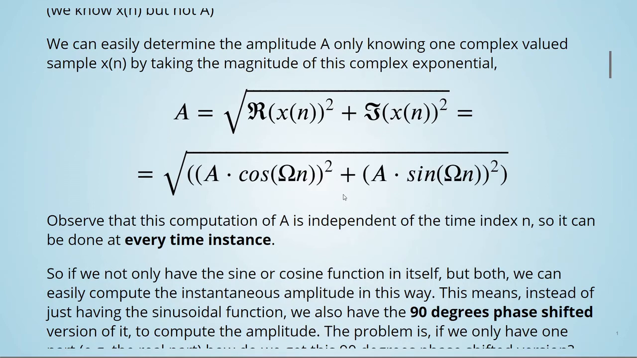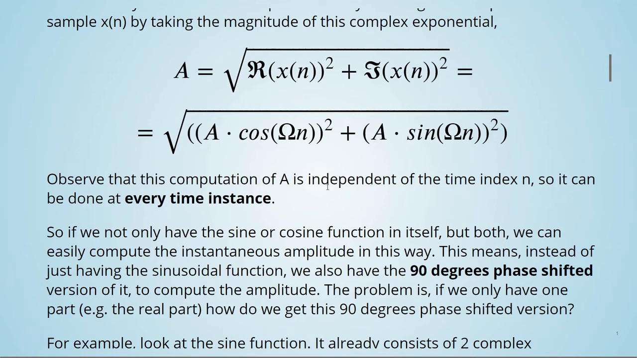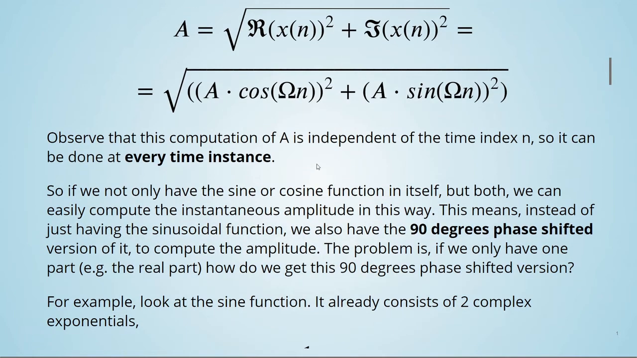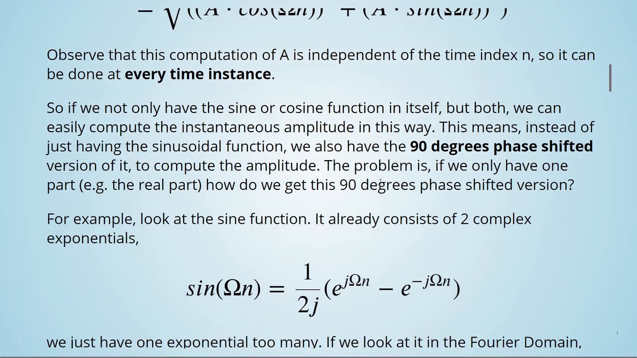So observe that this computation of a is independent of the time index n, so it can be done at every time instance. So if we have not only the sine or cosine function by itself, but both, we can easily compute the instantaneous amplitude in this way. This means instead of just having the sinusoidal function, we also have the 90 degrees phase shifted version of it to compute the amplitude. The problem is, if we only have one part, the real part, how do we get this 90 degrees phase shifted version?